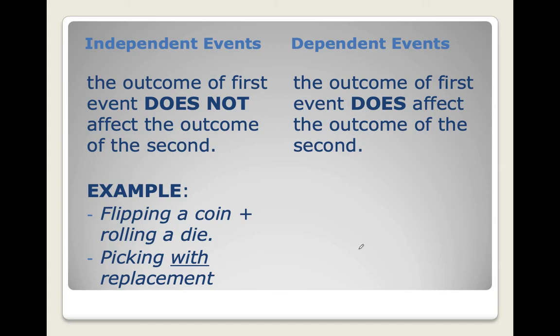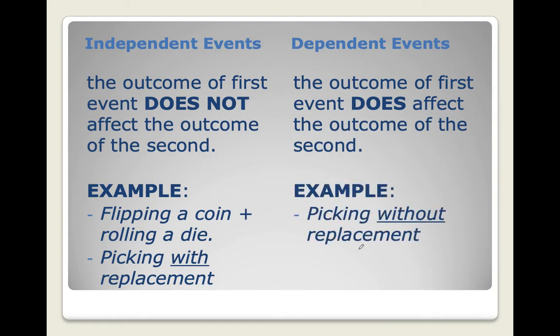Dependent events are when the outcome of the first event does affect the outcome of the second. These occur when you pick something without replacing it. So in that second scenario with the marbles, we pick the 1 marble, leave it out of the bag, and then the second pick is affected because there are no longer all 3 marbles in the bag. Make sure you wrote this down in your notes before moving on.